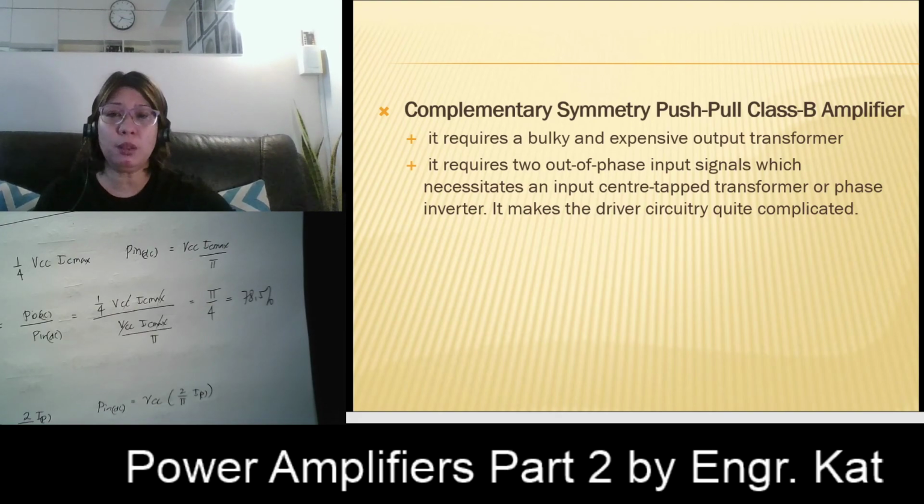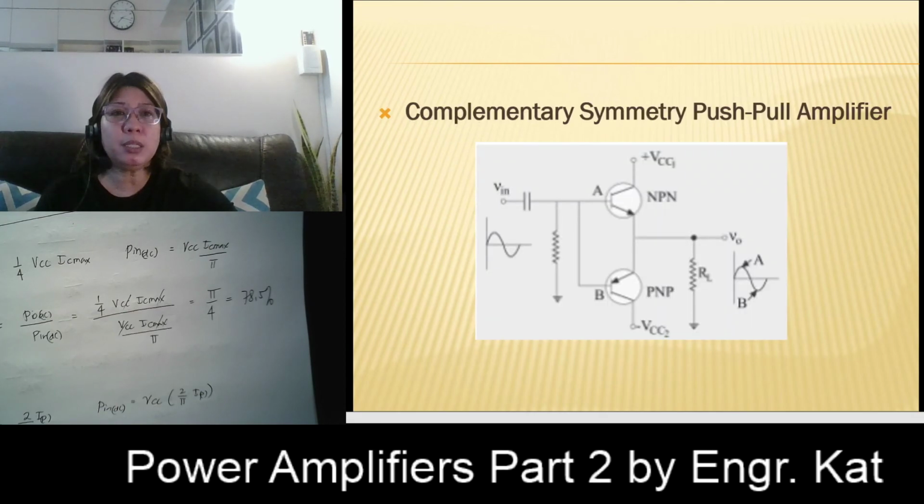Okay, so to eliminate those, we just make use of the complementary symmetry push-pull class B amplifier. This is our circuit for a complementary symmetry push-pull amplifier. Take note that we have eliminated the use of center tap transformers. What we do is make use of complementary transistors. What do we mean by complementary transistors? We make use of an NPN and a PNP transistor. So we only need one input signal, okay?